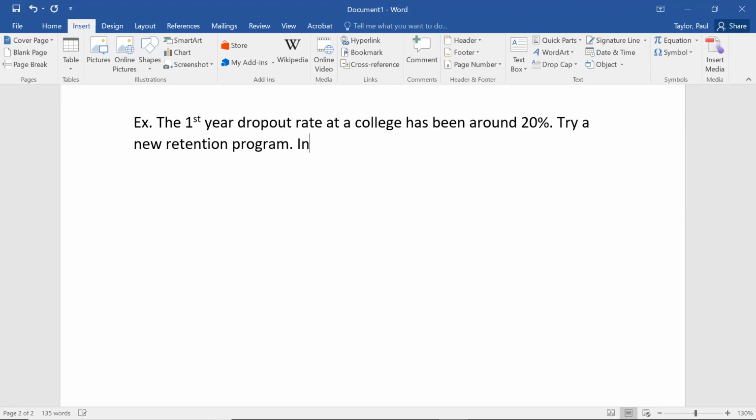So in its trial year, 206 out of 1852 first year students drop out. So let's test at 1%.